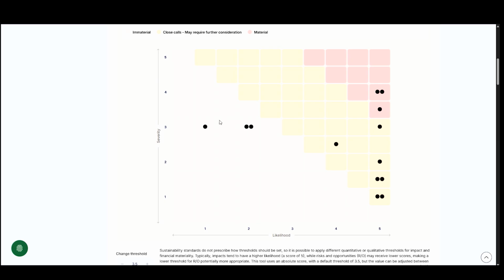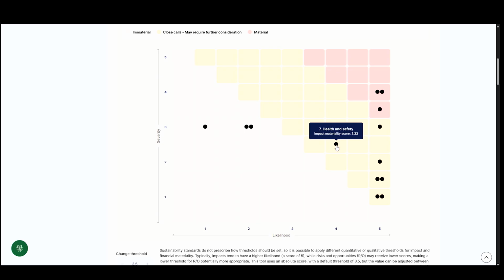So you can change that. But also you should look at the yellows, which are within 0.5 of the threshold. So you can see that I have this thing that's 3.3. Currently it would be not material, so I need to think, does it make sense that this is actually not material? And this is worker health and safety. Maybe, taking into account my stakeholders, this should be material.